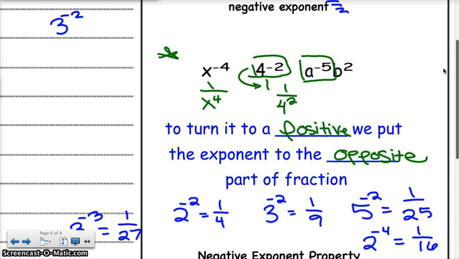The only thing that has a negative exponent is the a to the negative 5. The only thing I'm going to move is a to the negative 5. B squared is already simplified. This would be b squared over a to the 5th. Which brings us to our next slide.